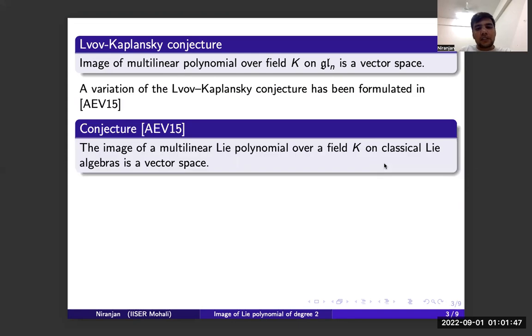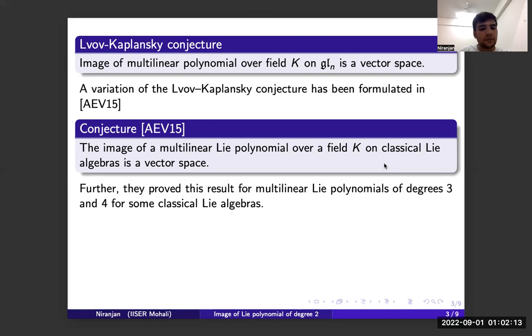A variation of this Lvov-Kaplansky conjecture has been formulated, and that conjecture is the following: the image of a multilinear Lie polynomial over a field K on a classical Lie algebra is a vector space. This conjecture follows for multilinear polynomials of degree 2 from Brown's result of 1963, and for degrees 3 and 4, for some classical Lie algebras, it has also been proved.